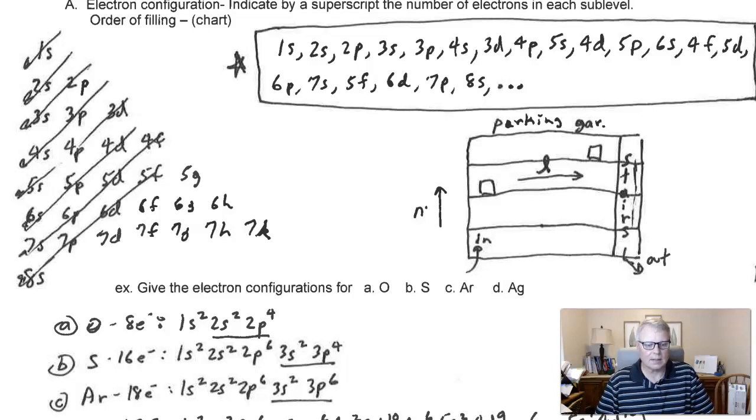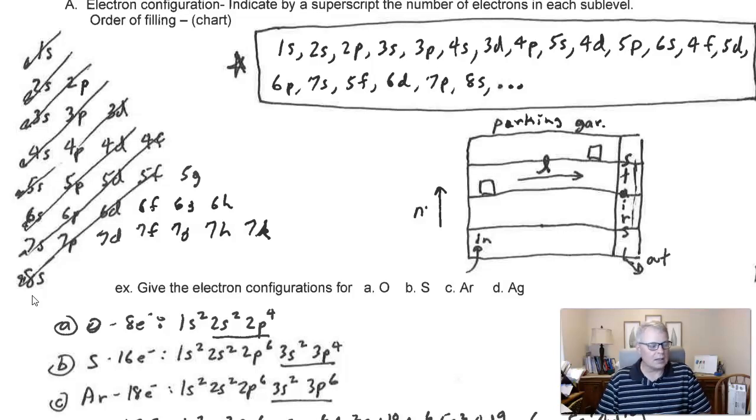Okay, now that we know something about the order of filling, which of course is this right here, we got that from the chart with the arrows, talked about that in the last video. Now we're all set to actually write electron configurations for atoms. So let's start out somewhere simple. You want to start with the hardest one first, right? So let's say oxygen, for example.